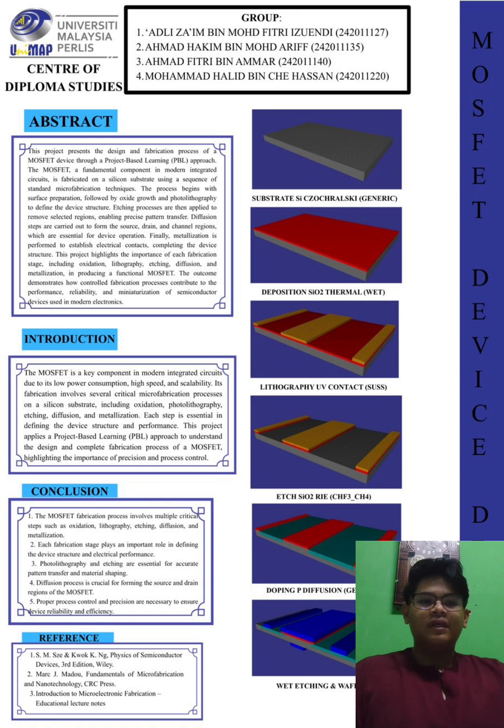The first one, the fabrication process begins with a Czochralski process, which is used to produce a single crystal silicon substrate. In this process, high purity silicon is first melted at a very high temperature. Then a small seed crystal is dipped into the molten silicon and slowly pulled upward while rotating. As it is pulled, the silicon cools and solidifies, forming a large cylindrical crystal called an ingot.